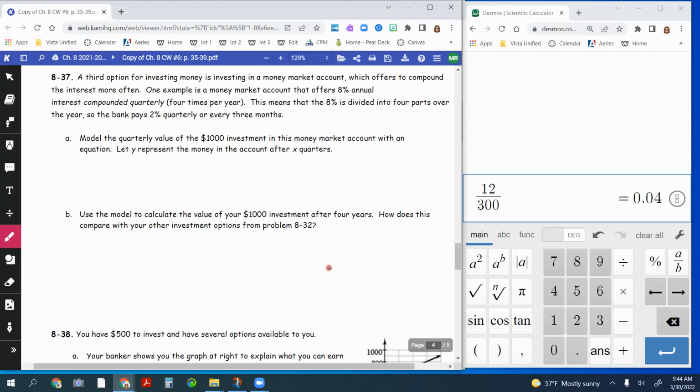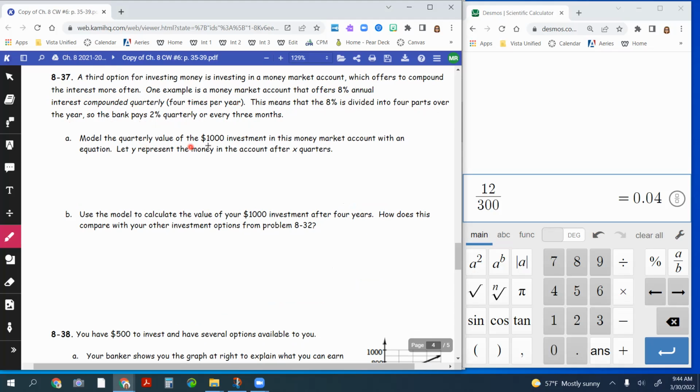So a third option for investing money is investing in a money market account, which offers to compound the interest more often. One example is a money market account that offers 8% annual interest compounded quarterly, 4 times a year. This means that 8% is divided into 4 parts. This is kind of like our notes the other day. So the bank pays 2% quarterly, or every 3 months.